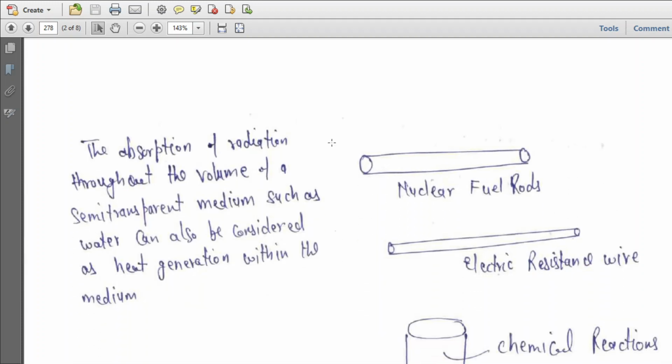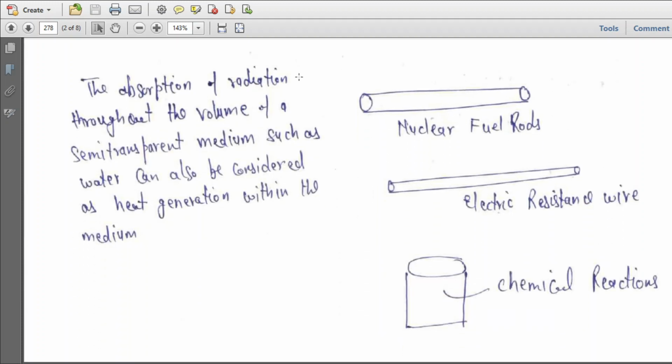So these are some typical cases where heat may be generated. The absorption of radiation throughout the volume of a semi-transparent medium such as water can also be considered as heat generation within the solid medium. A nuclear fuel rod is considered as heat generation within a solid. An electrical resistance wire is also a heat generation source. Chemical reactions are also considered a source of heat generation because they also generate energy.